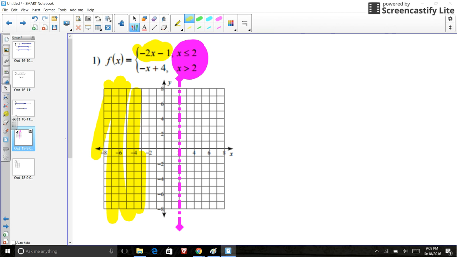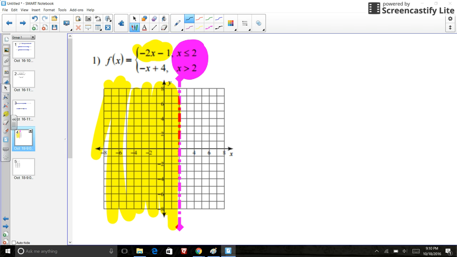So that's this side of that pink line. It's everything to the left. I know that because it says so, because x is less than or equal to 2. So from there, what I've got to do is figure out, all right, on this side, the yellow side of the line, my line looks like negative 2x minus 1.